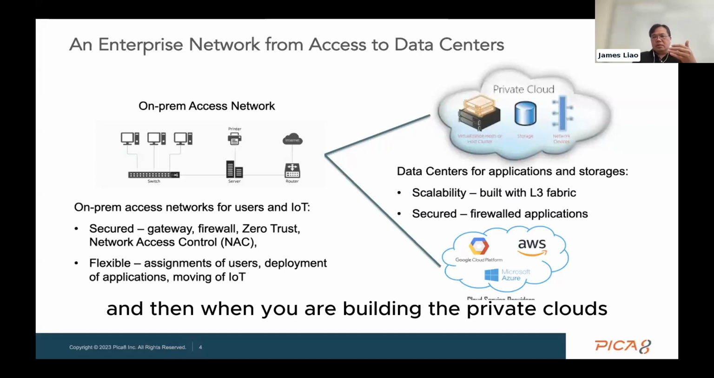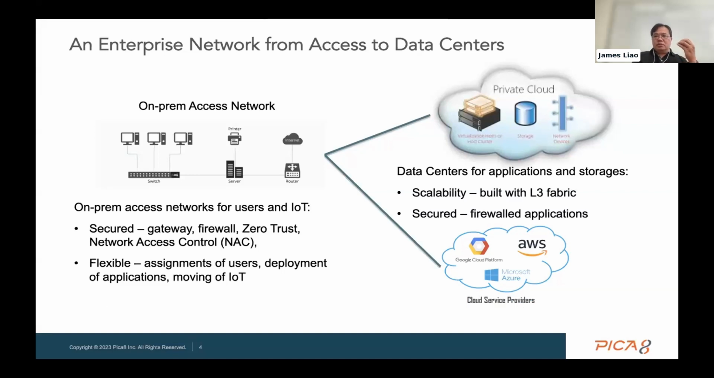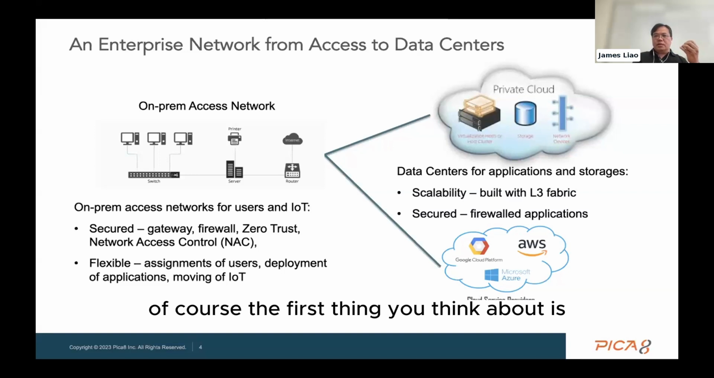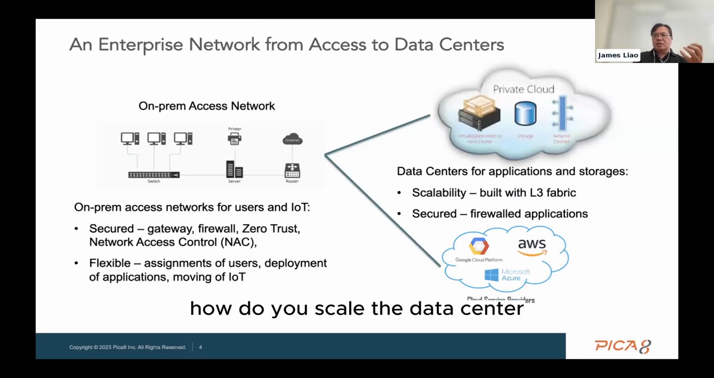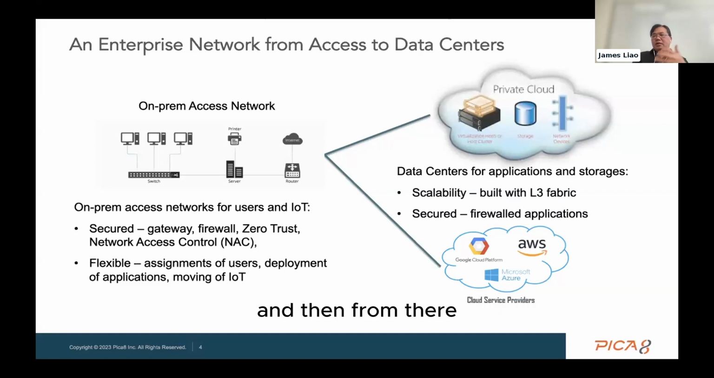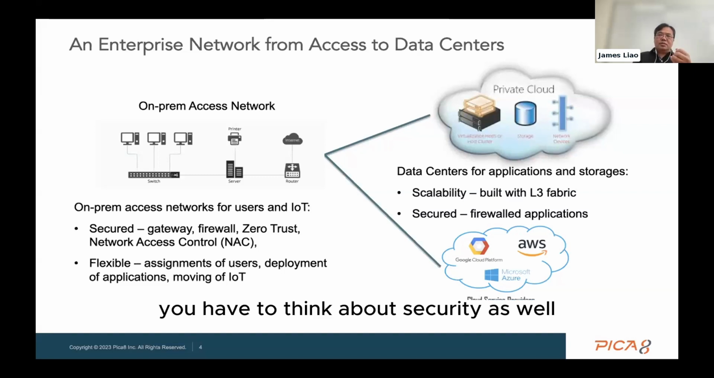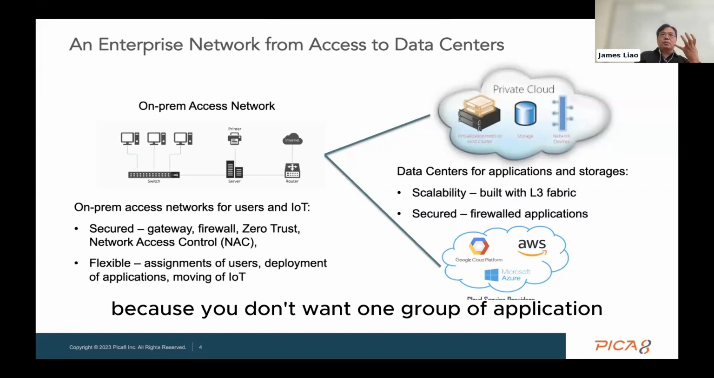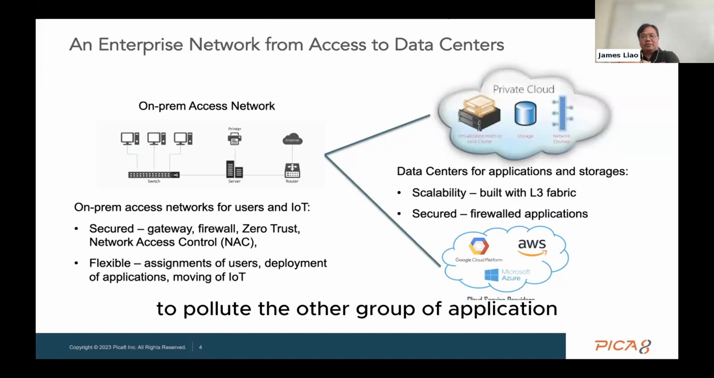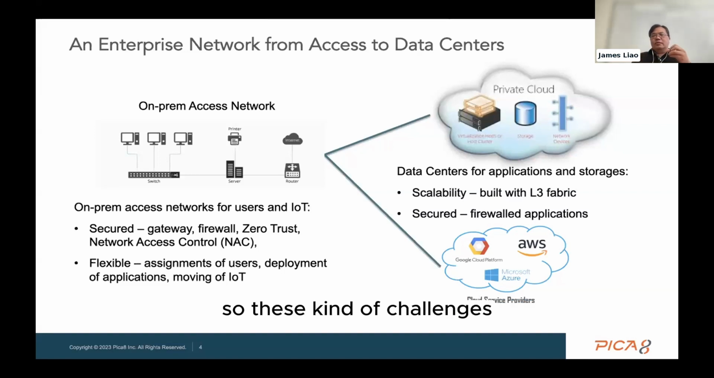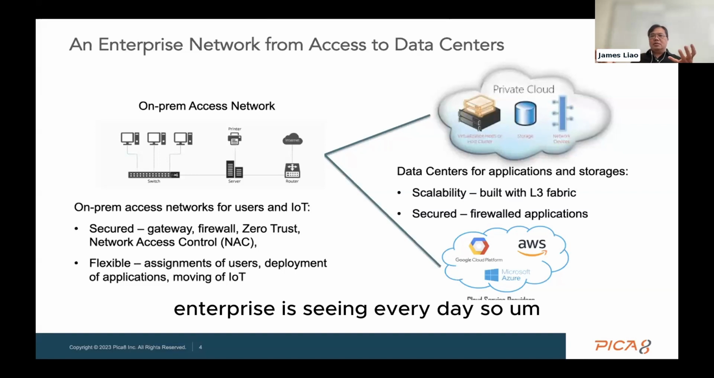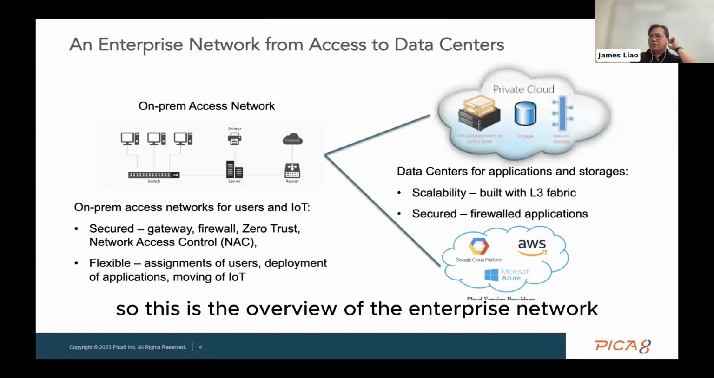And then when you are building the private cloud, of course, the first thing you think about is scalability. How do you scale the data center? And then from there, you have to think about security as well, because you don't want one group of applications to pollute the other group of applications. So these are the challenges enterprises are seeing every day. So this is the overview of the enterprise network.